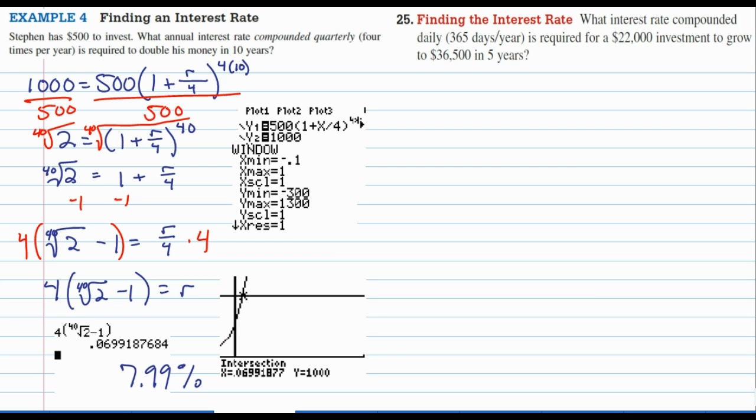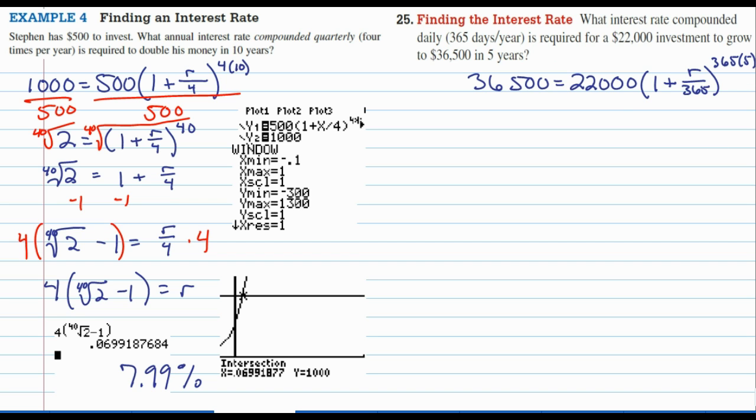What interest rate compounded daily, 365 times a year, is required for a $22,000 investment to grow to $36,500? So I'm looking for an output of $36,500 with an initial investment of $22,000. And that went for 1 plus, we don't know the rate, but that gets compounded 365 days a year for 5 years, so that'll be 365 times 5.